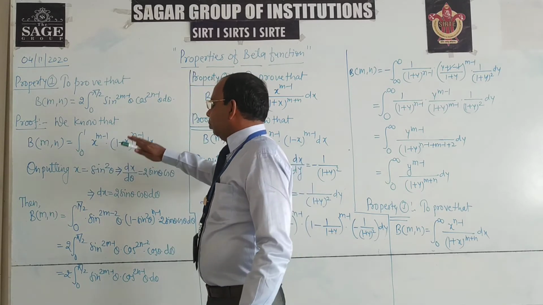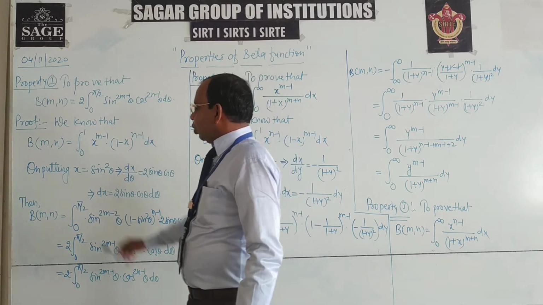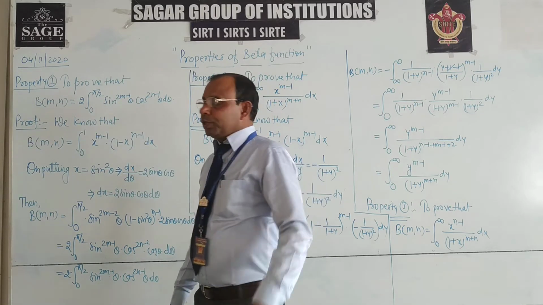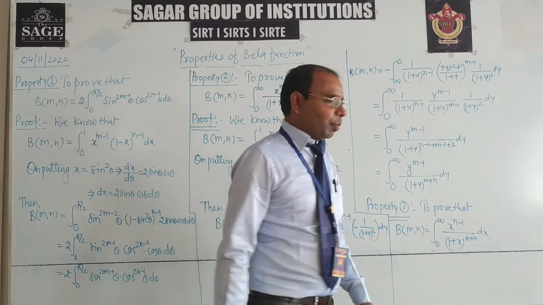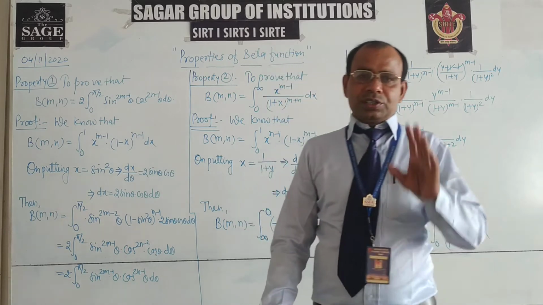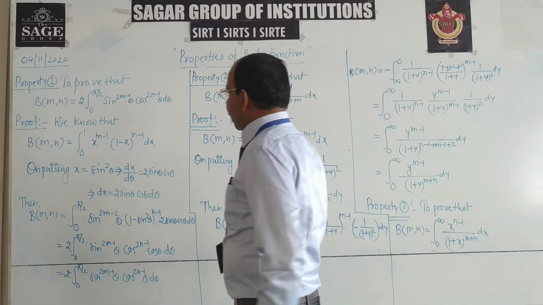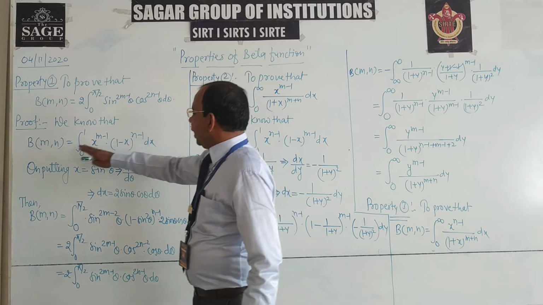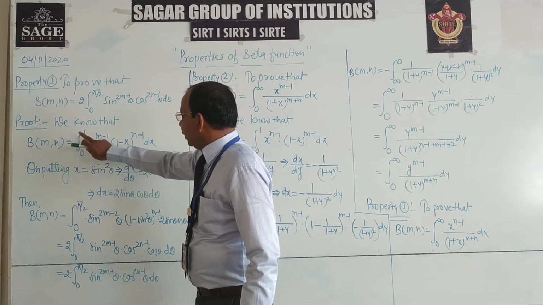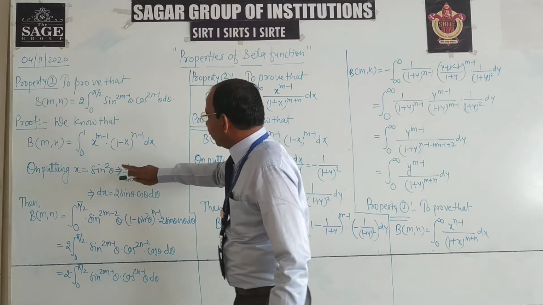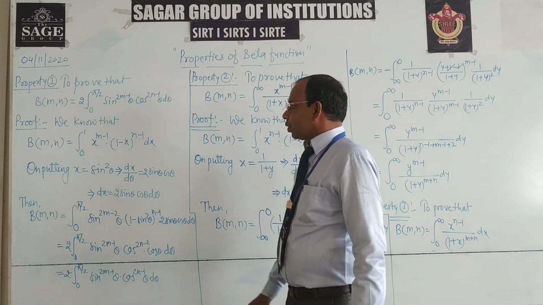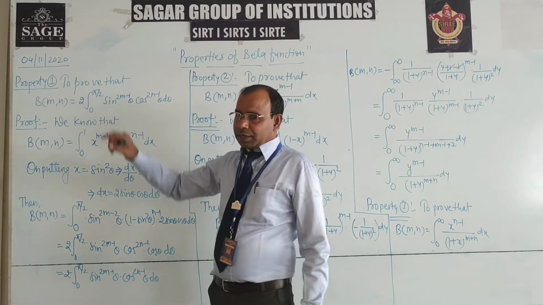So this symmetrical property says beta(m, n) equals beta(n, m), and we proved the symmetrical property on the basis of the properties of definite integrals. Now we have beta(m, n) equal to the integral from 0 to 1 of x^(m-1) (1 minus x)^(n-1) dx. This property is in the algebraic format.